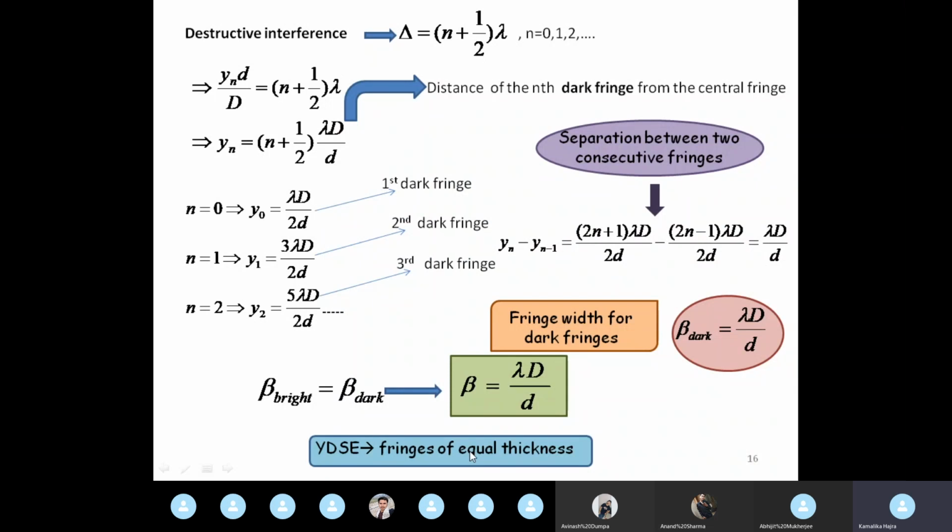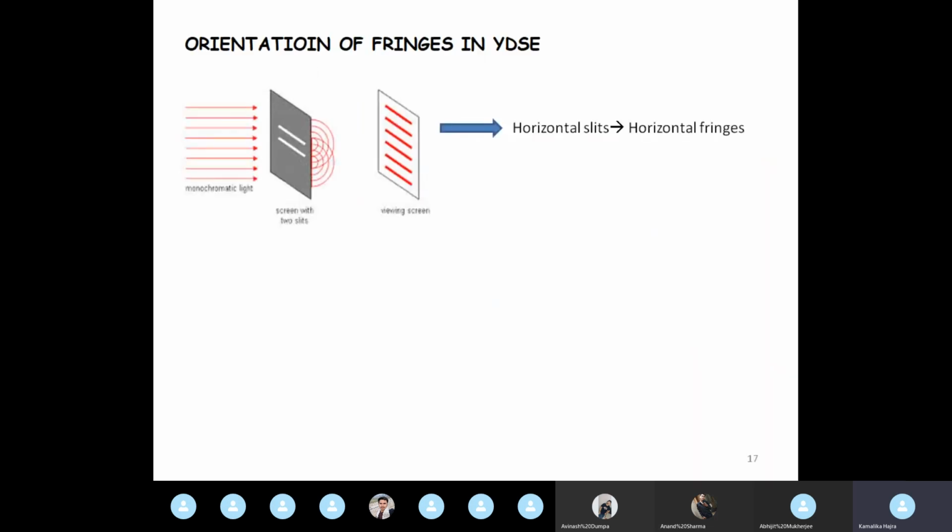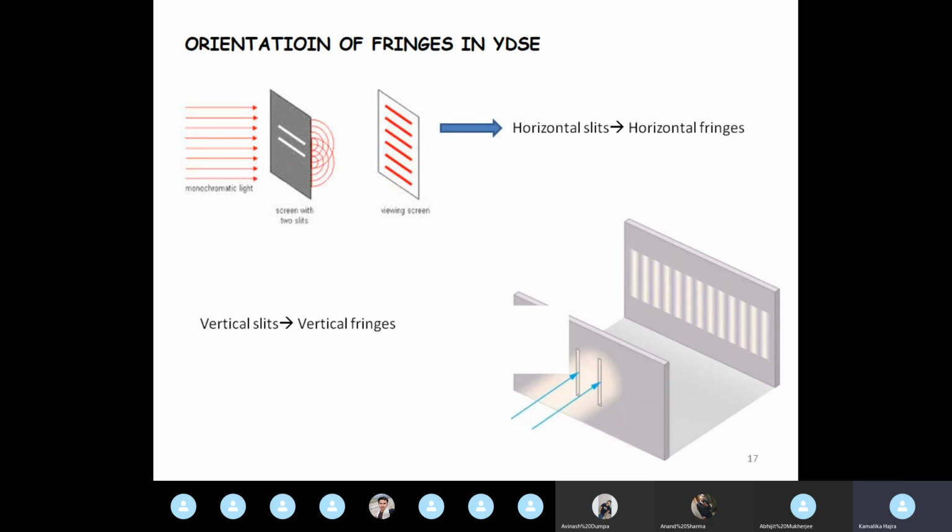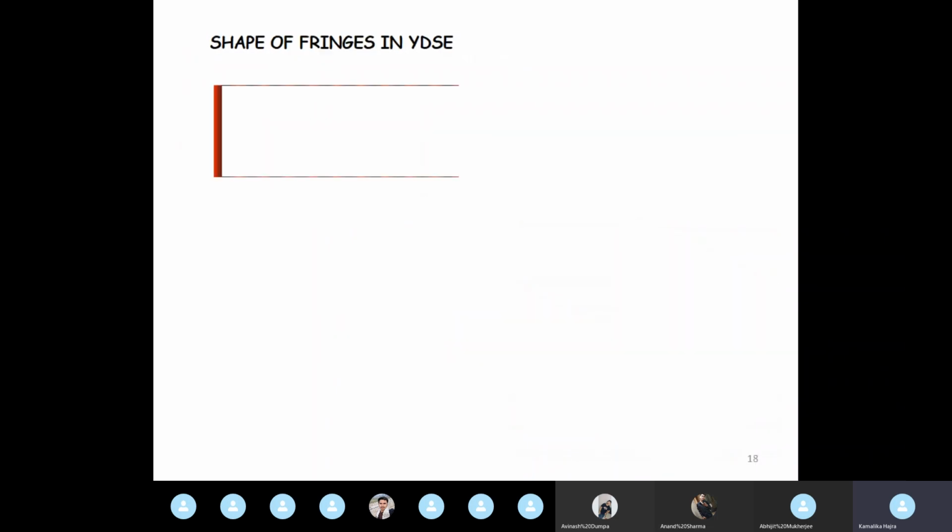All fringes are equally thick, the dark fringes and the bright fringes, independent of the order. If you are viewing near the central fringe or very far away from the central fringe, they are all of equal thickness. This is very important. Okay. And then we saw what the orientation of the fringes was. If you have vertical slits, you have vertical fringes. If you have horizontal slits, you have horizontal fringes.